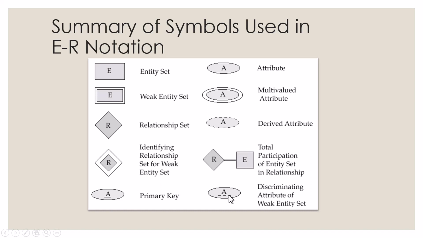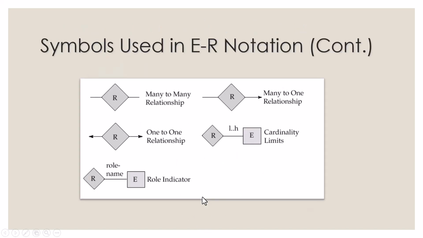Okay, and then the discriminating attribute of a weak entity set. So for example, let's say we have a player entity set. Their jersey number alone is not really unique because another player from a different team could share the same jersey number, right? So that itself is not strong enough. That's indicated using a dotted line for the attributes.